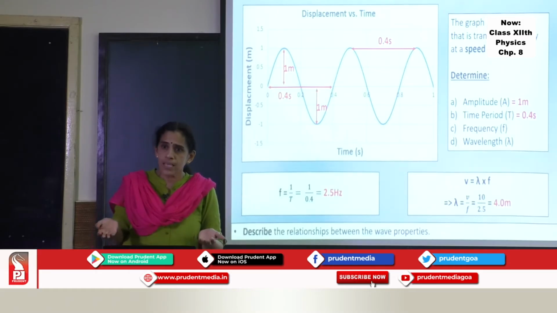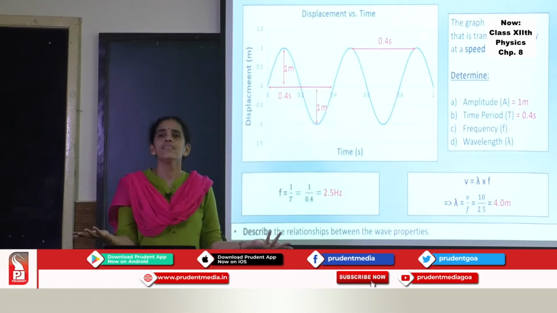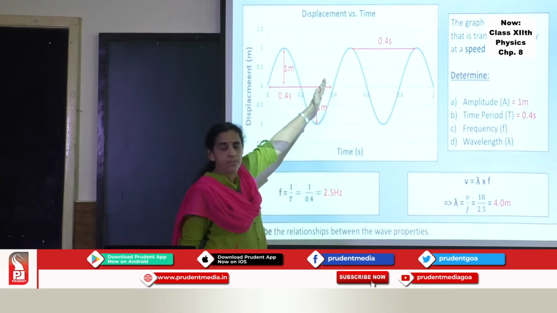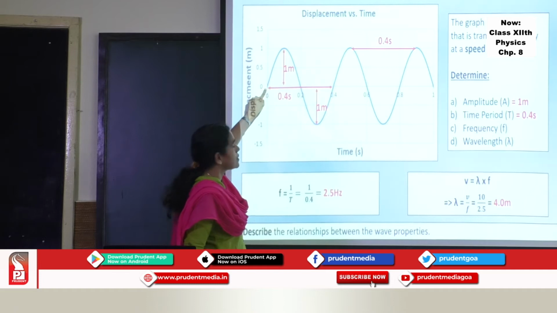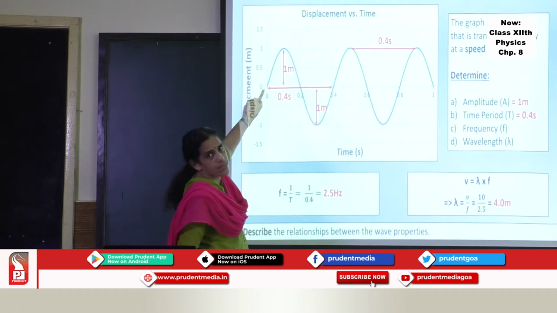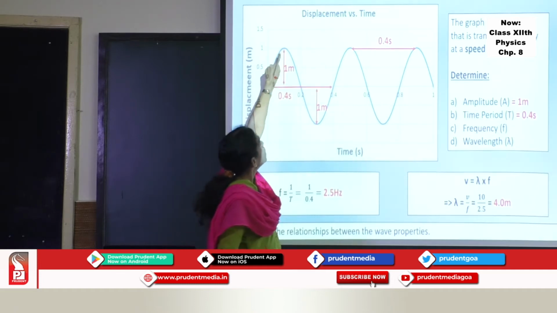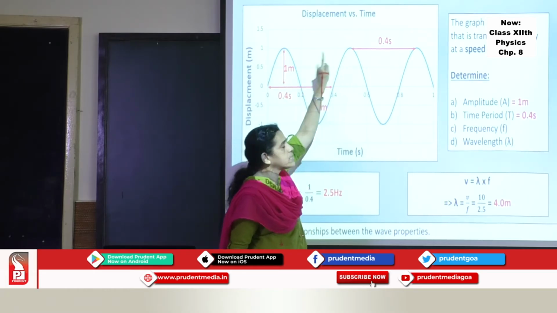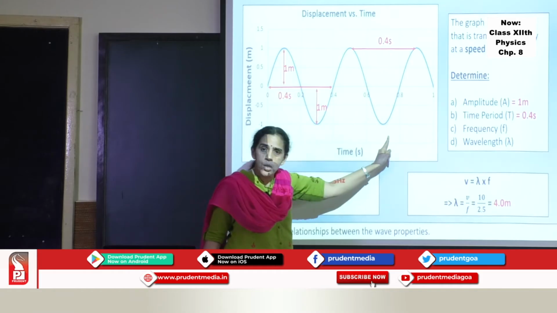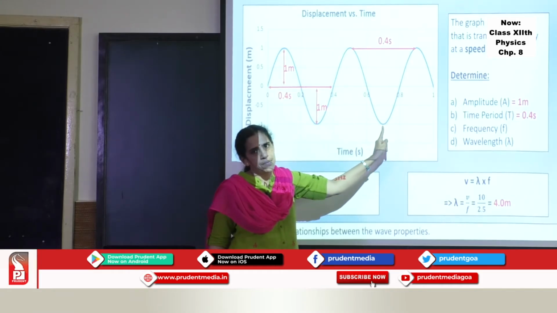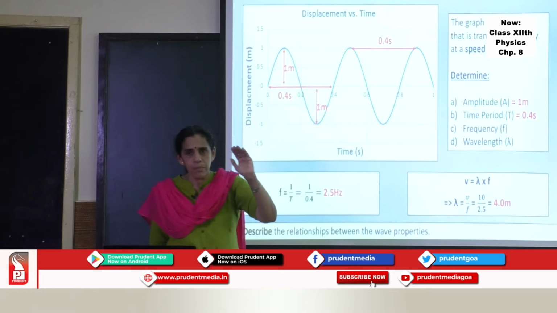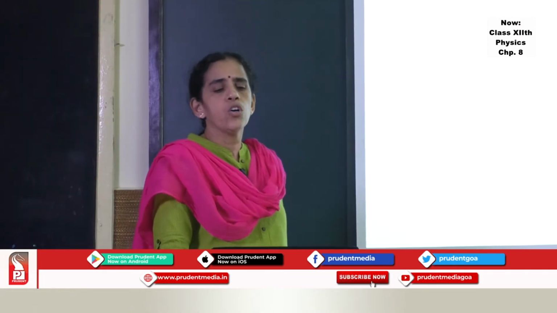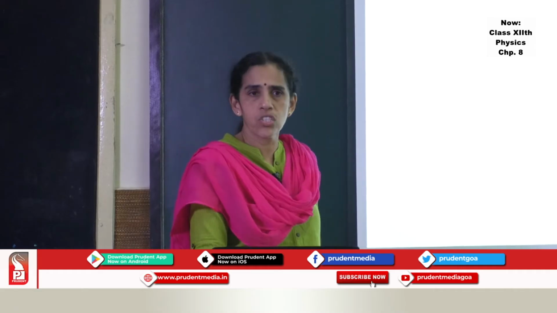And what is wavelength? Length of a wave. This is one full wave. What is this length? It is the wavelength. It can be the distance between two consecutive crests, two consecutive troughs, etc. You remember all these things as we proceed. Now we go to some equations.